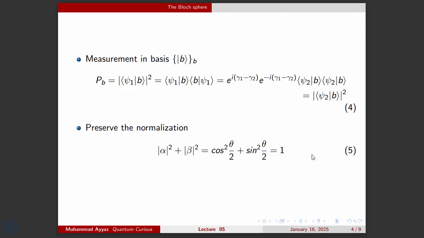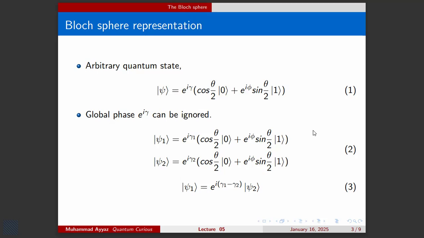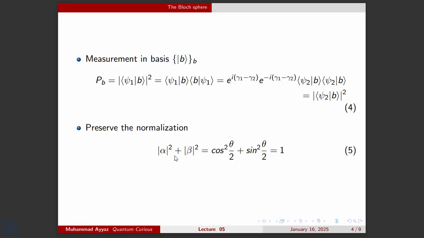We could see that the parameterization that we have used for the arbitrary quantum state preserves the normalization, and the normalization condition is very helpful in checking whether a given quantum state is a physical or valid quantum state. So we have probability amplitudes: alpha is equal to cos theta by 2 and beta is equal to e to the i phi times sine theta by 2. Taking their mod square and adding them, we get the answer equal to 1.